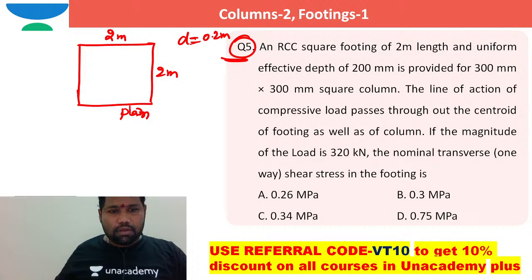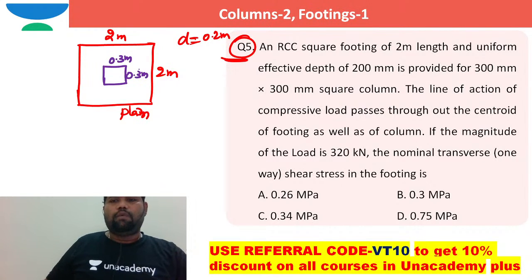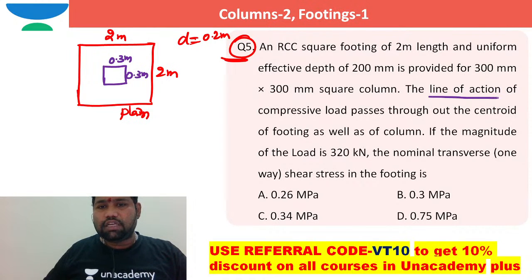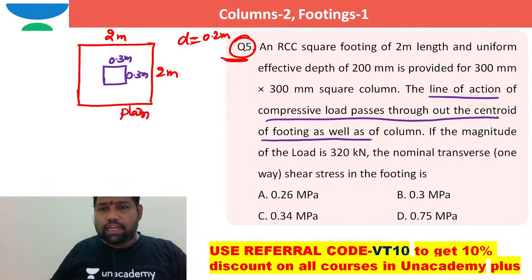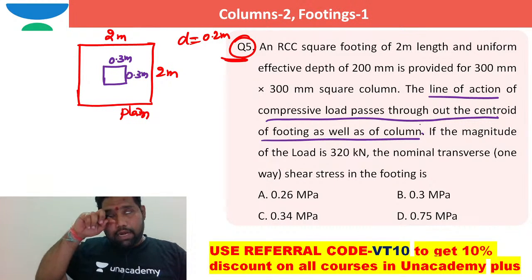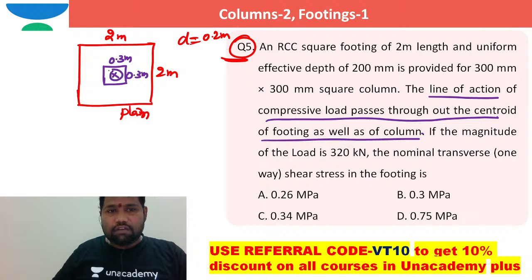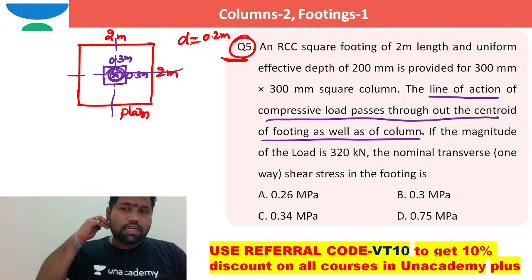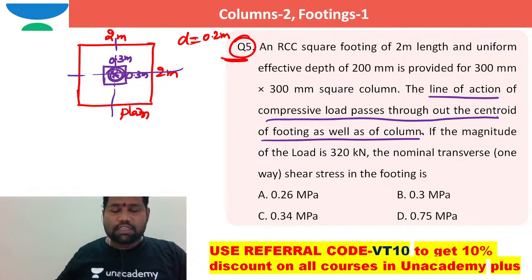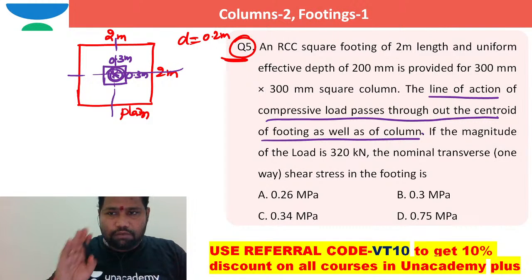So this is how the column is, and the size of the column is 300 millimeter, so it is 0.3 meter, this is 0.3 meter. Right. They are saying the line of action of the compressive load passes through the centroid of the footing as well as that of the column. The applied load PU is passing through the CG of the column and the CG of the footing also. In such a case, no extra bending moments will come. That is the first and foremost thing.